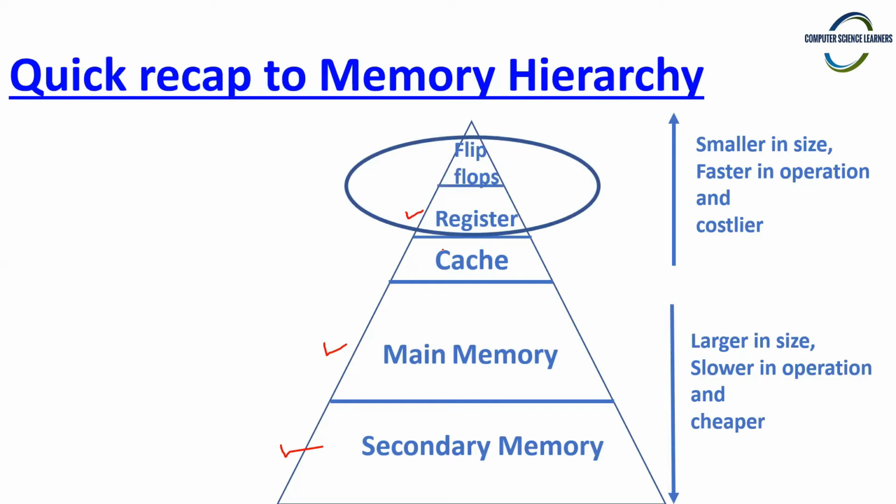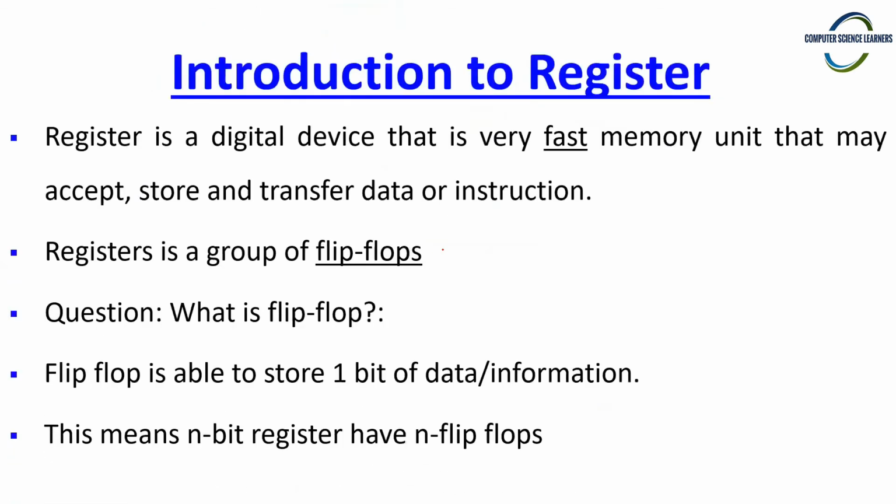Now the CPU registers are actually made up of flip-flops, right? So what exactly is a register? A register is a digital device, the fastest memory unit, which can accept, store and transfer data or instructions. It is a group of flip-flops, where if we say we have an n-bit register, it would have n flip-flops. And basically these registers are static memory.